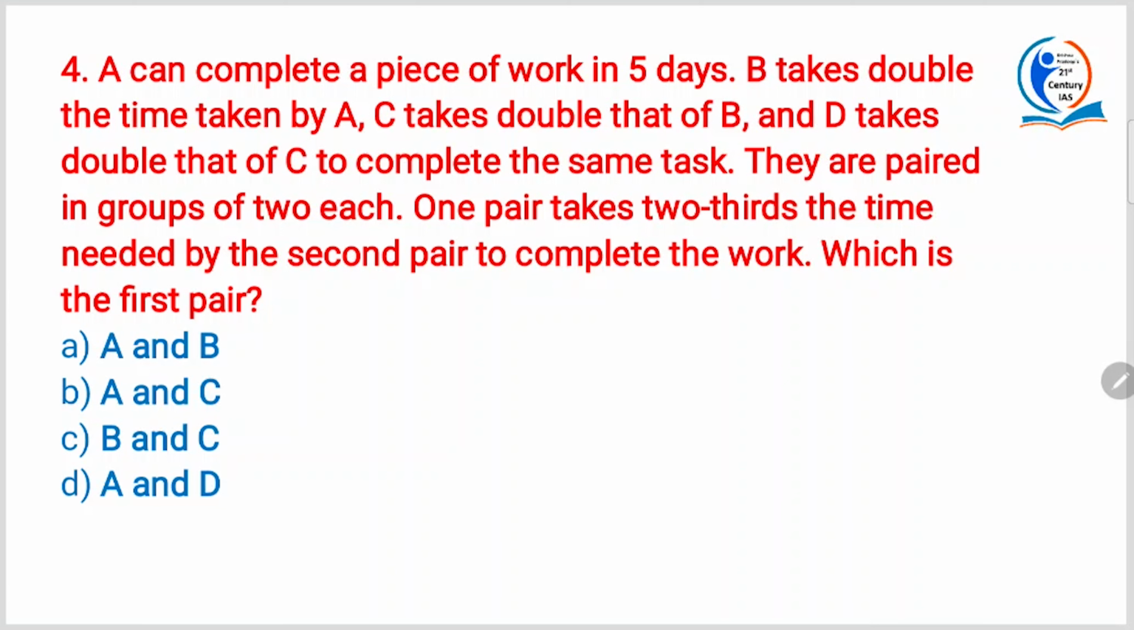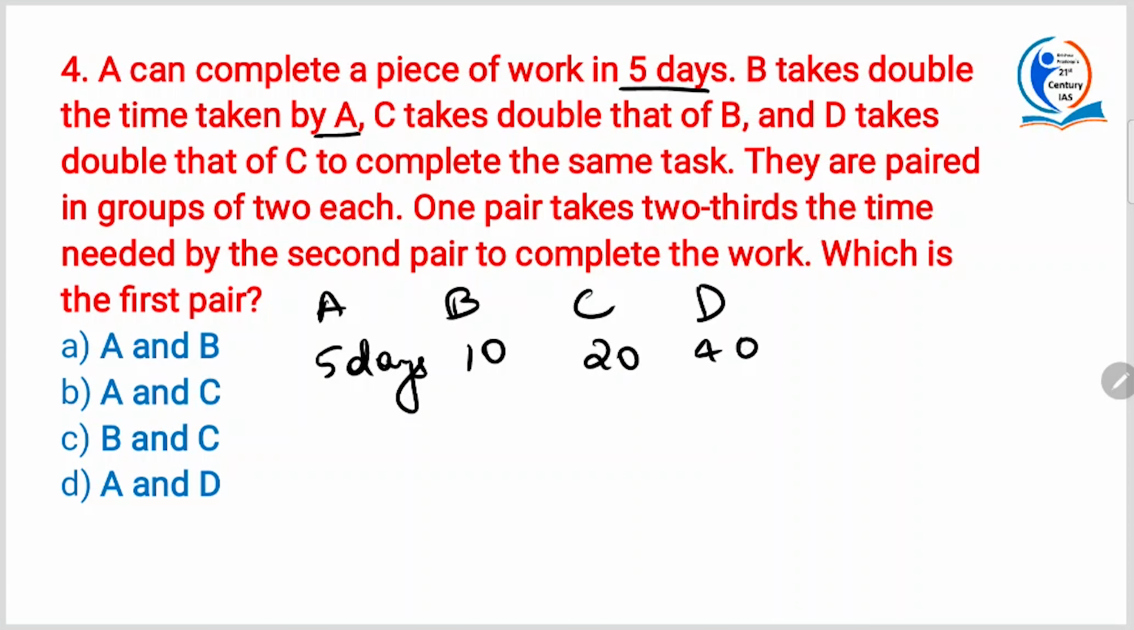Alright? A can complete a piece of work in 5 days. B takes double the time taken by A. Okay. If A and B are there, if A is taking 5 days, B is taking 10 days. Alright. C takes, okay, there's C also. C takes double that of B, which means C is taking 20 days. And D is taking double that of C, which means D is taking 40.